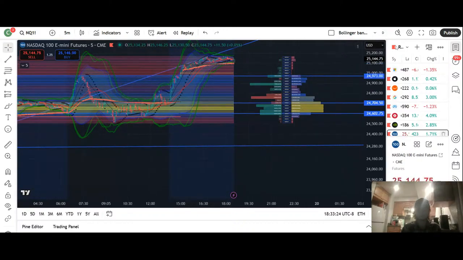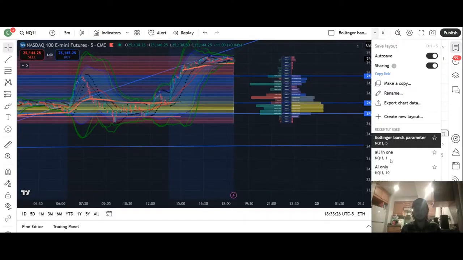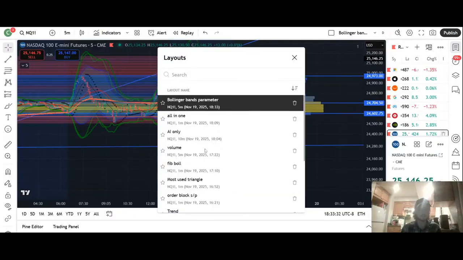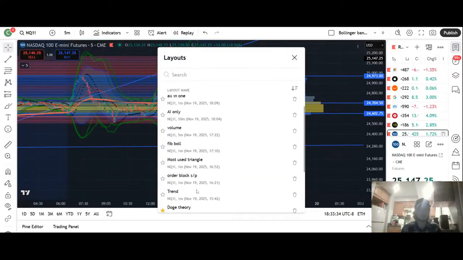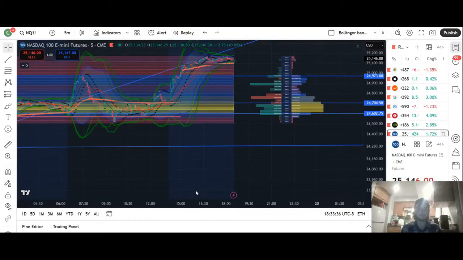That's pretty much all to this one. Let's load into the next one. Volume we did, AI only we did, Bollinger Bands we're done with. We need triangles, or trend, then triangles. This one we changed the page.